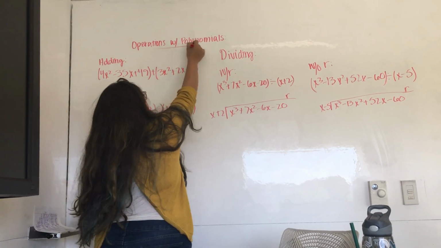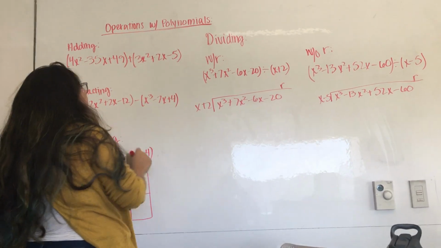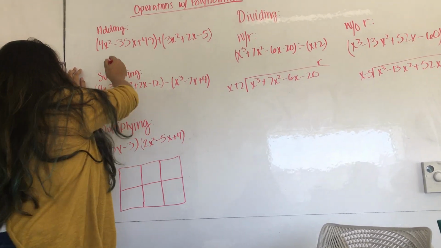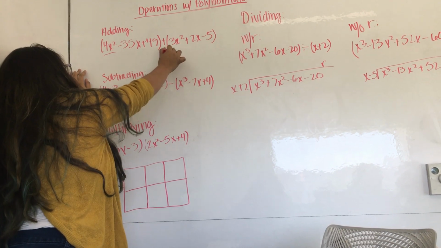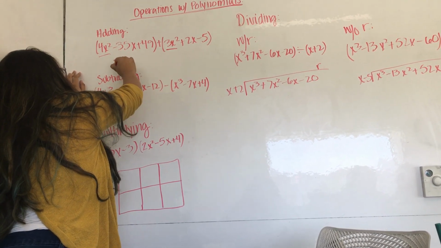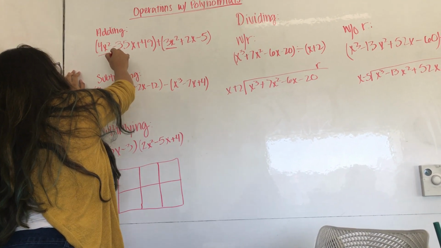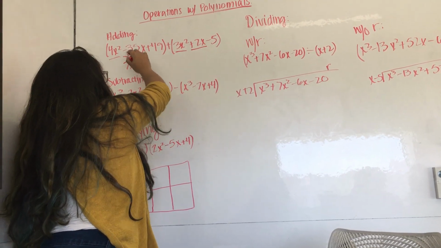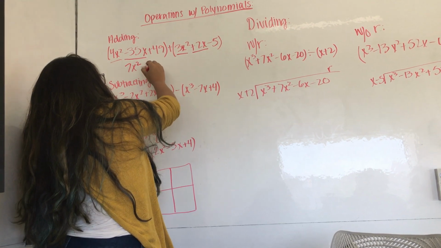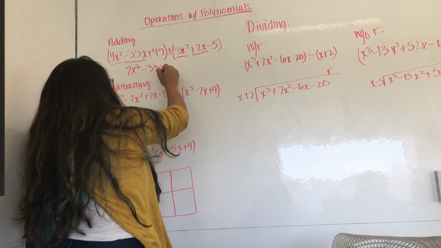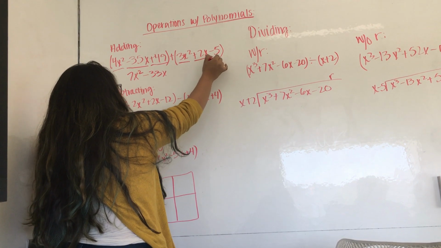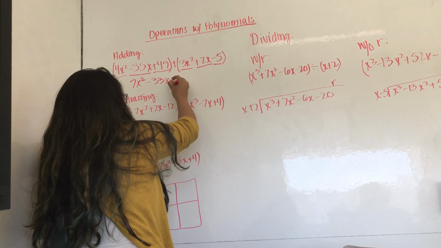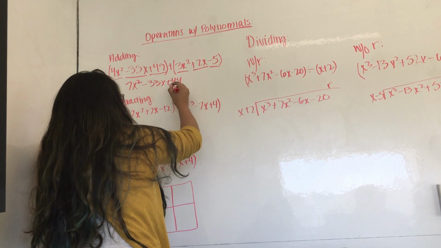Working with operations with polynomials. So our first operation is going to be addition. We're working with combining like terms, so that is 4x squared plus 3x squared, and that gets us 7x squared. Negative 35x plus 2x are also like terms to each other, so that's why we're going to get negative 33x. Positive 49 and negative 5 combine because they are like terms, and that is positive 44.